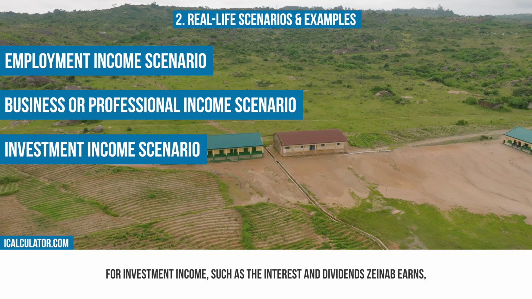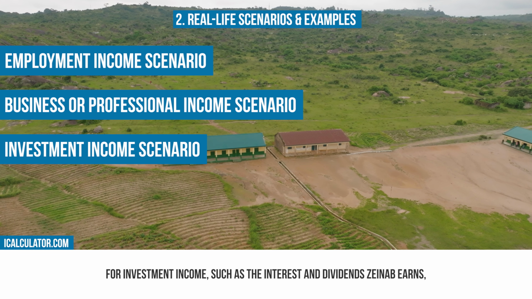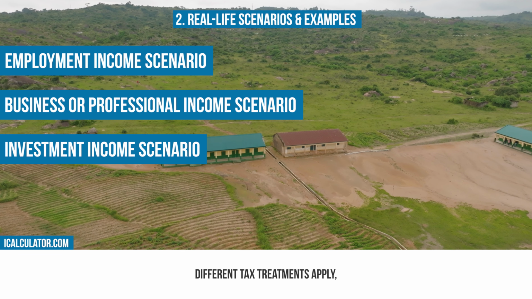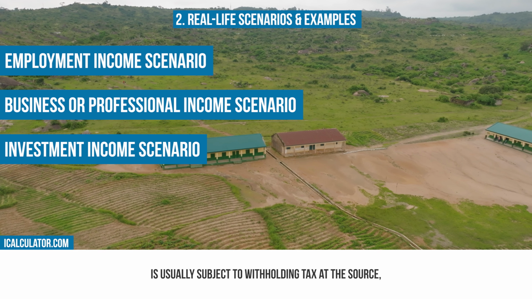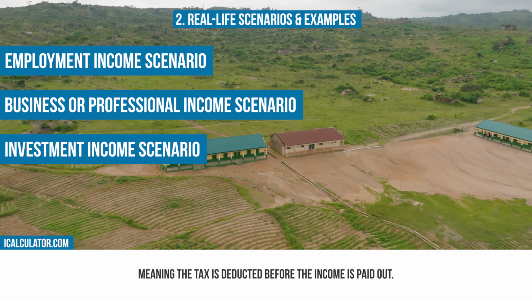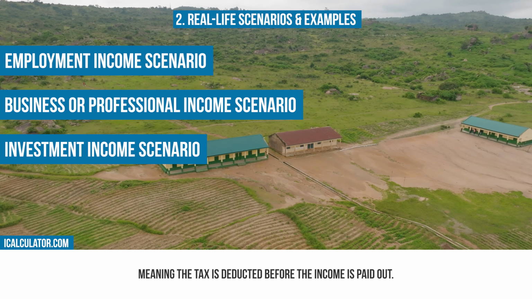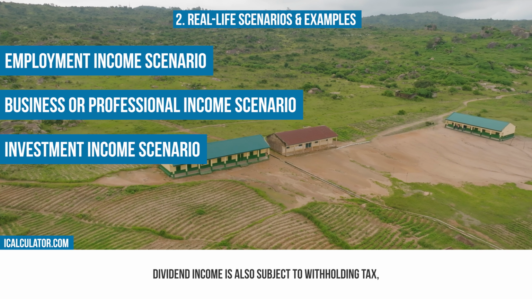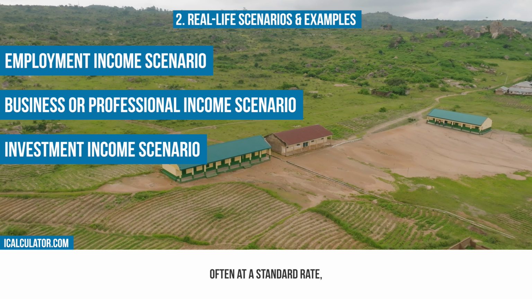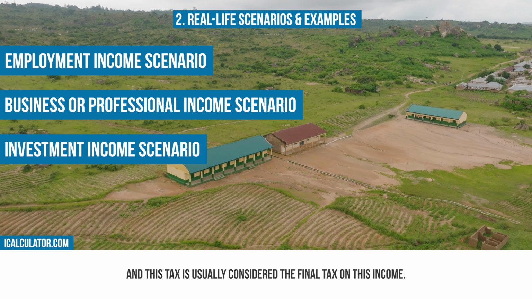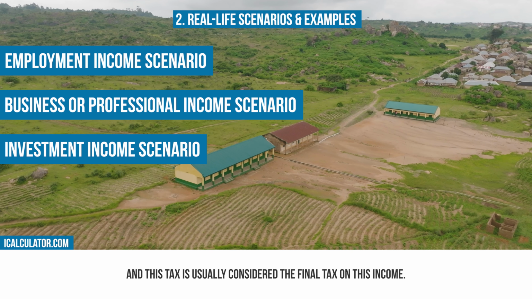For investment income, such as the interest and dividends Zainab earns, different tax treatments apply. Interest income is usually subject to withholding tax at the source, meaning the tax is deducted before the income is paid out. Dividend income is also subject to withholding tax, often at a standard rate, and this tax is usually considered the final tax on this income.